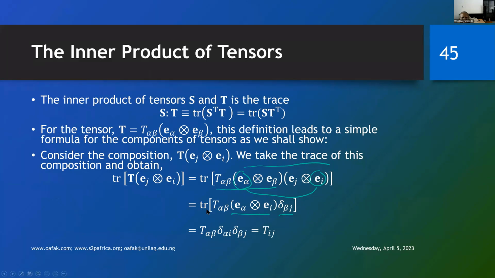James, don't forget that we are taking the trace. If we are taking the trace, we are going to change the circle times to dot. And when we change the circle times to dot, it becomes delta alpha I, because these are base vectors. The trace means that everything else inside this bracket is scalar, so the trace applies only to this product. So this must become a dot, and E alpha dot EI is delta alpha I.